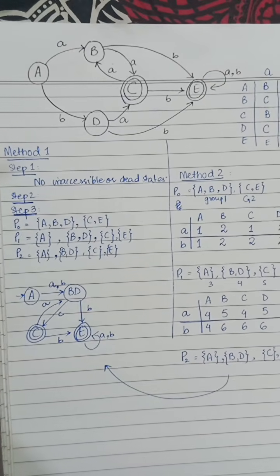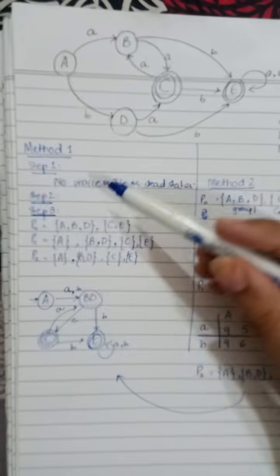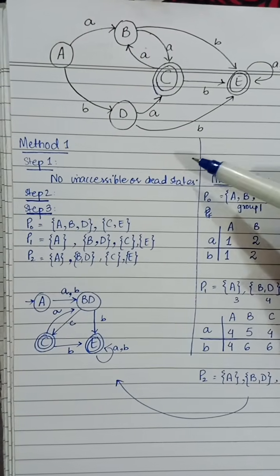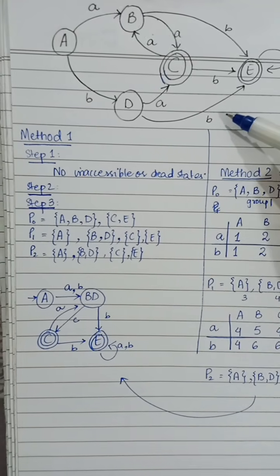Hi, in this video I'm going to show you two ways we can minimize a DFA. Method 1. We have three steps in method 1. Step 1 tells us which states are dead or inaccessible. In this automata we have none.